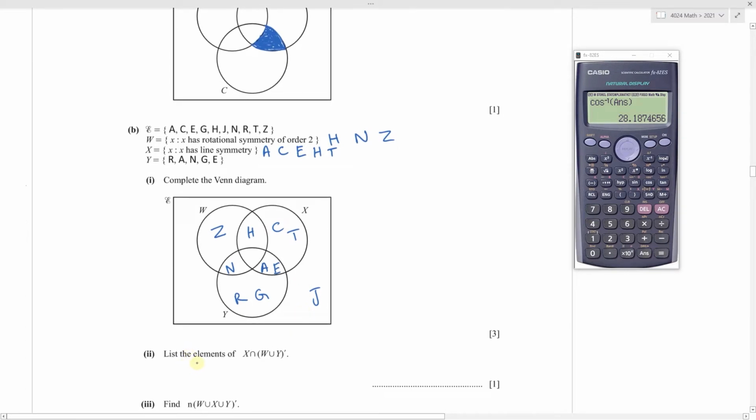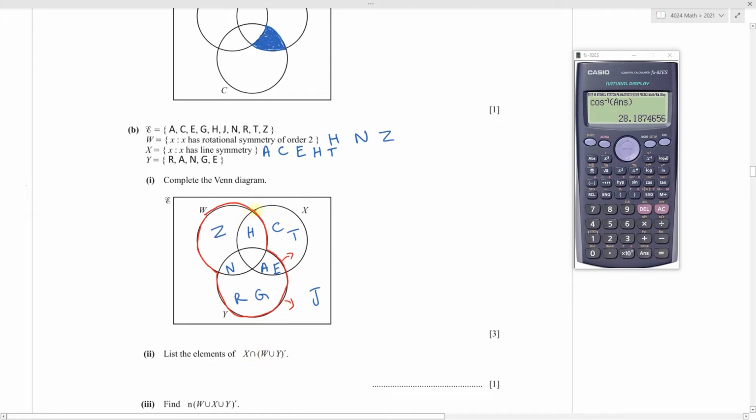Part 2 is to list the elements of X intersection (W union Y) complement. So what is W union Y? W union Y is this. Everything inside W and everything inside Y. So we're looking for W union Y complement. That means everything outside of this red boundary that intersects with X.